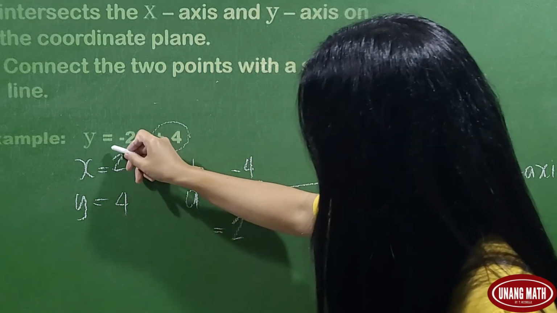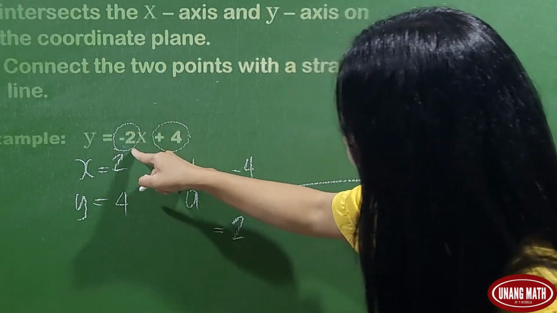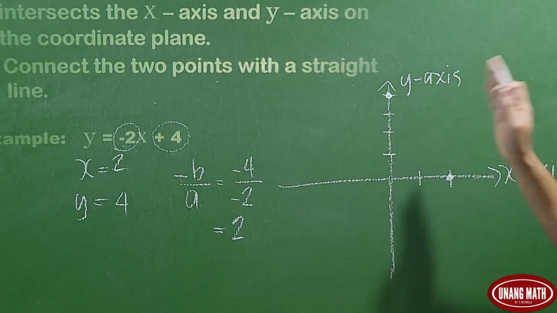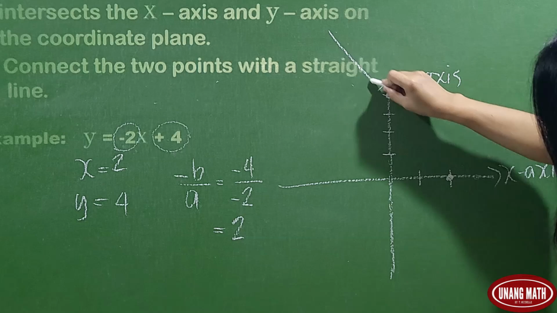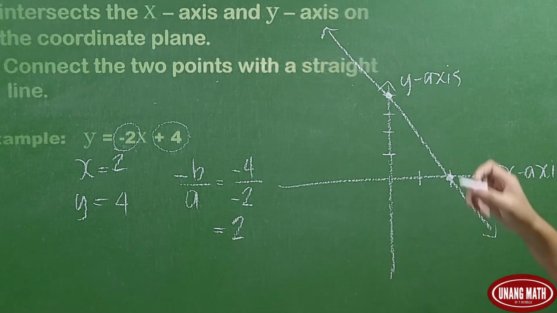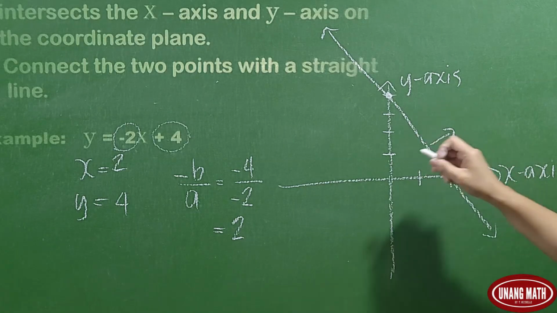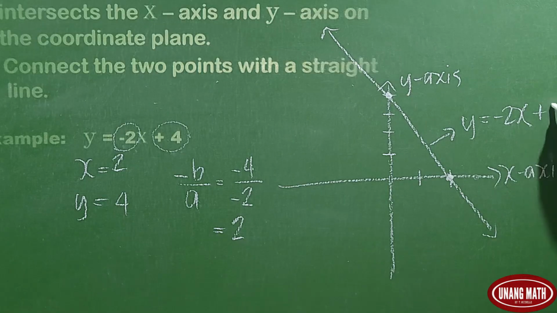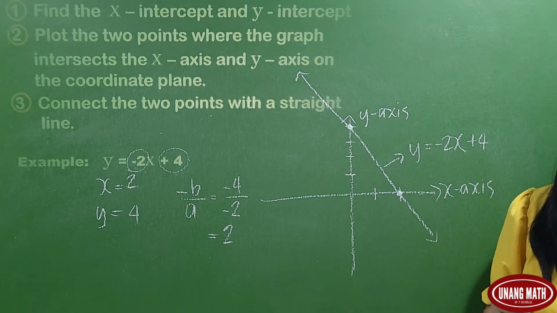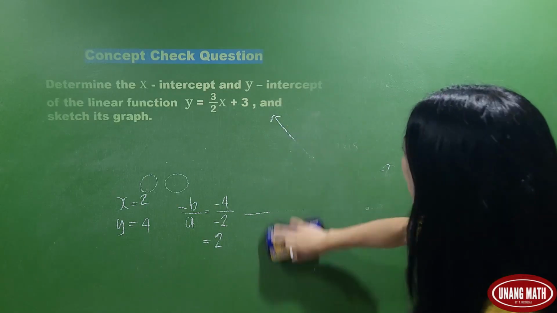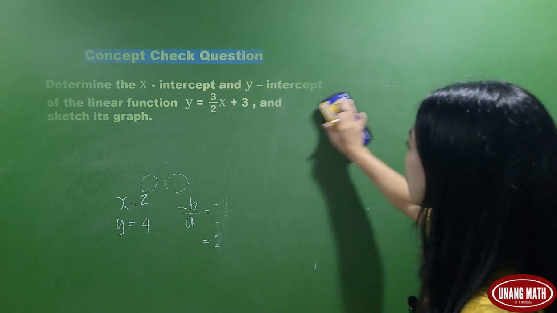If you're going to take a look at this one, our A is a negative number, specifically negative 2. So that means our graph slopes downward. So this is now the graph of y is equal to negative 2x plus 4. Let's give another example by answering this concept check question.